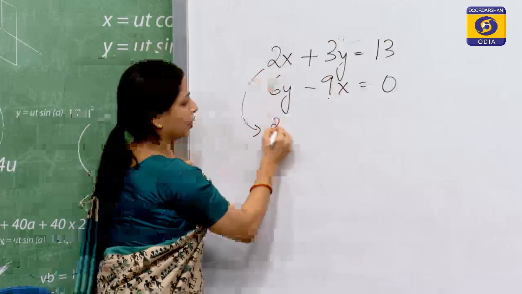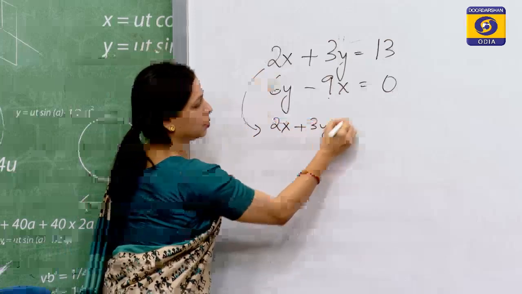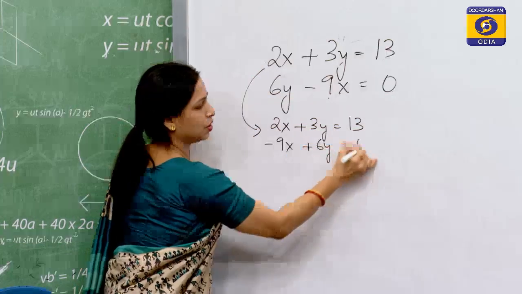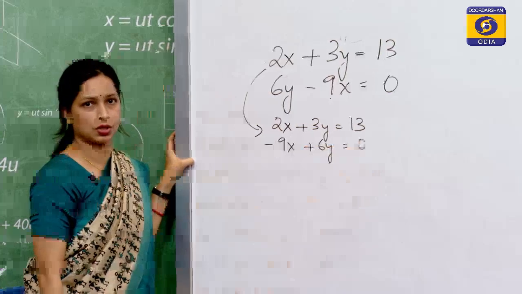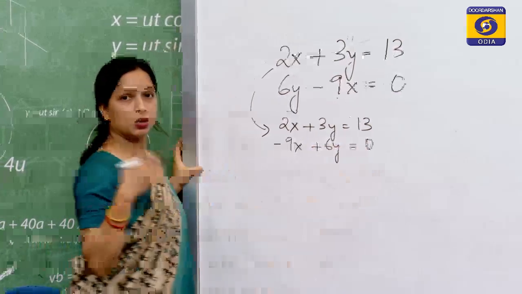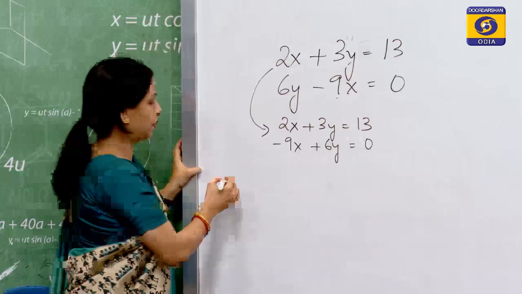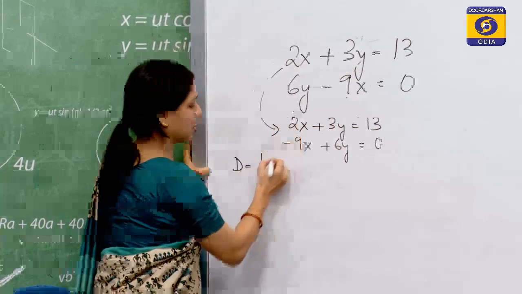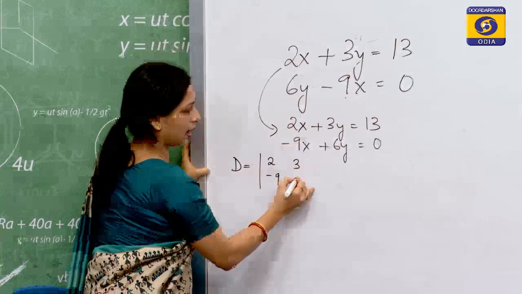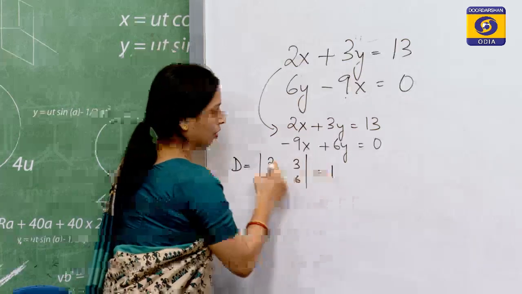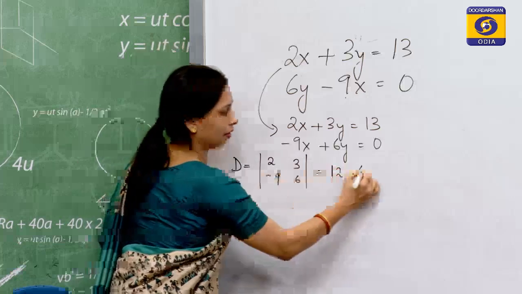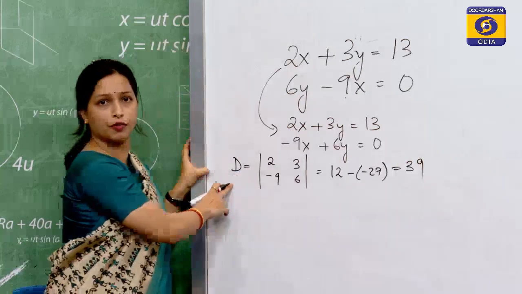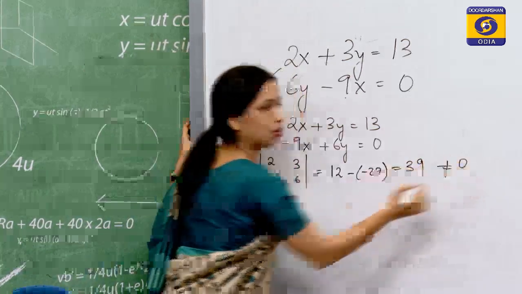So, how do we do it? We write 2x plus 3y equals 13 and here minus 9x plus 6y equals 0. So, this is the proper order of both the equations. Now, we can use Cramer's rule to find out the values of the unknown variables. You first find the coefficient determinant. The coefficients are 2, 3, minus 9 and 6, right. So, 2 into 6, 12 minus 27. The answer is 39, right. The determinant of the coefficients is not equal to 0, so we can use Cramer's rule.